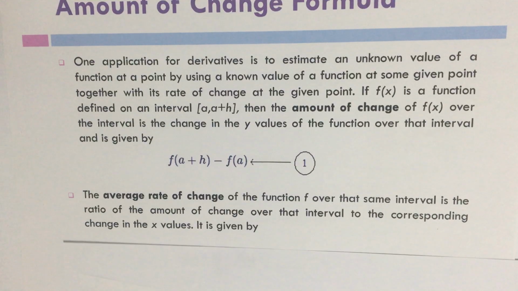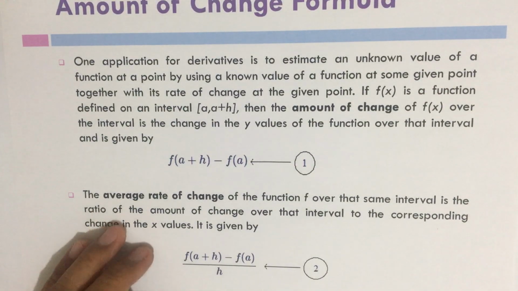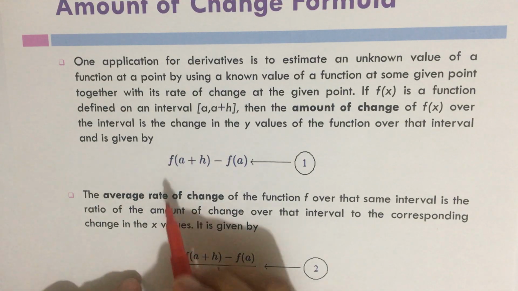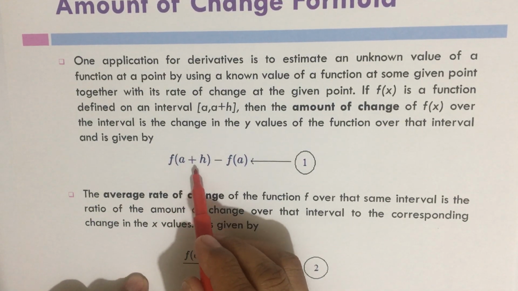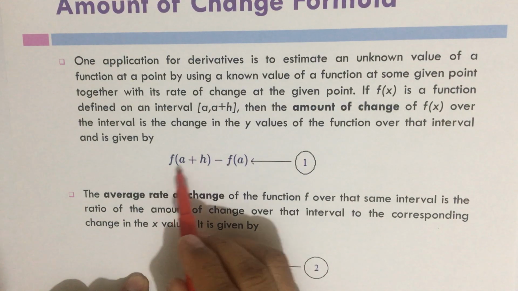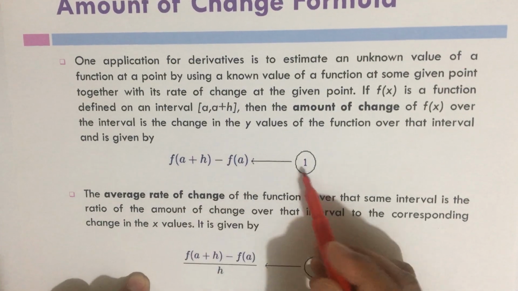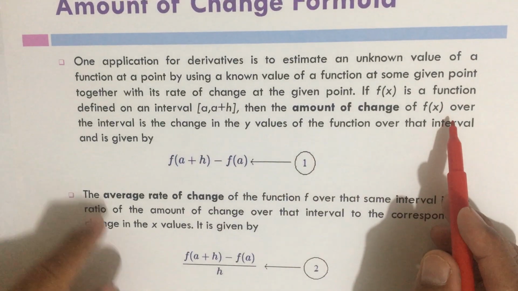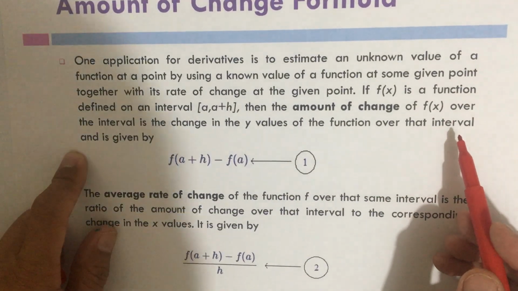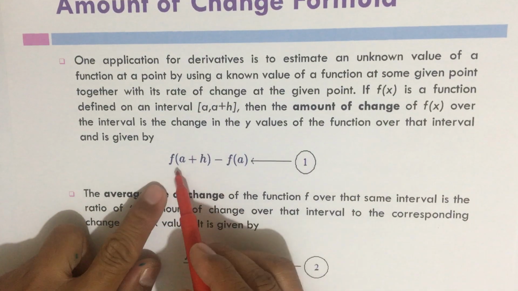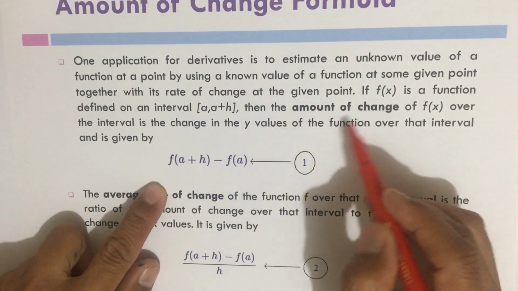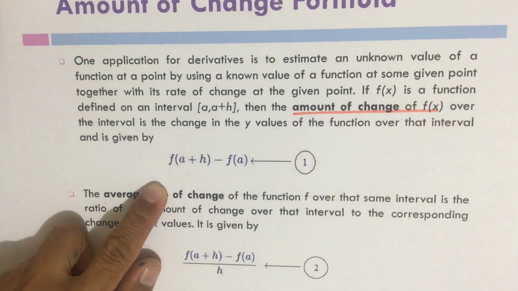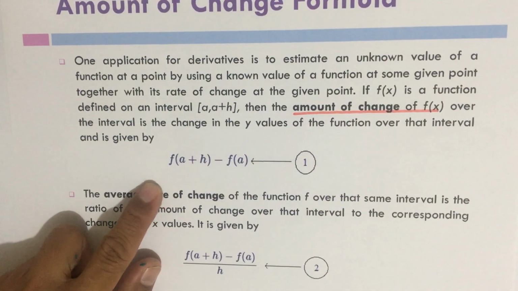Therefore, we have this given expression, f of a plus h minus f of a, and we can let this be our equation 1. This is the amount of change of f of x.